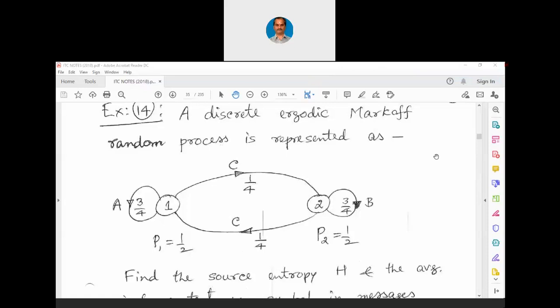In the last class, I was showing you this particular exercise. A discrete ergodic Markov random process is represented as shown. I had told you what is meant by discrete: symbols will be emitted one after the other.